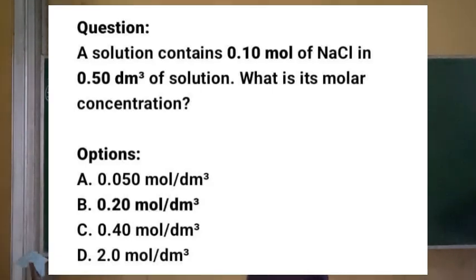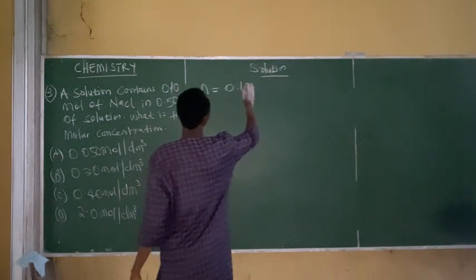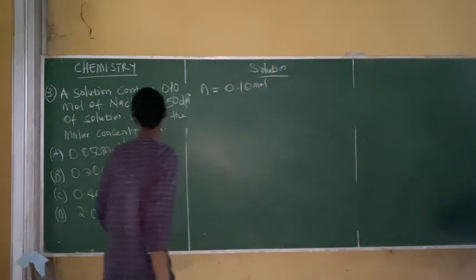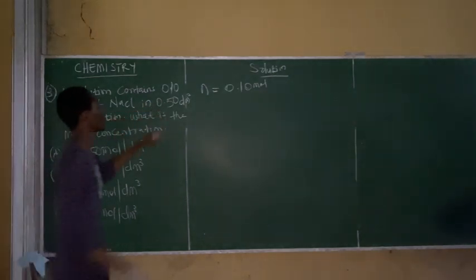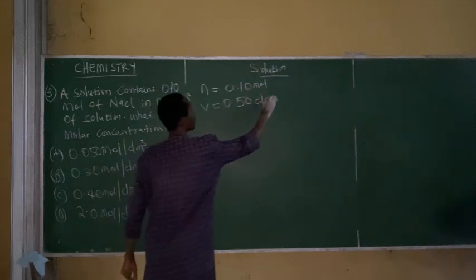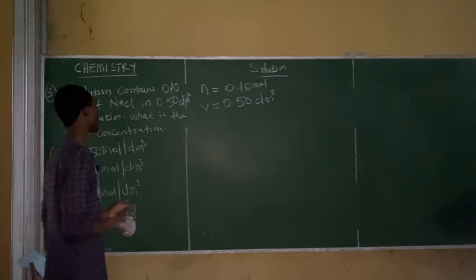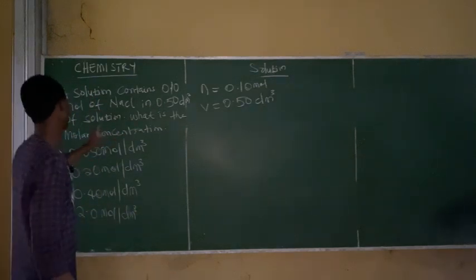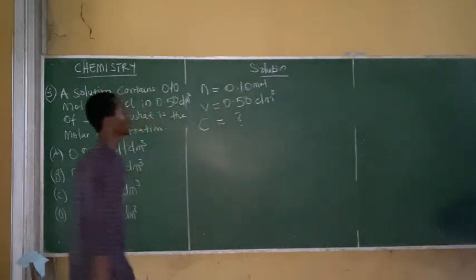Solution, let's solve this. From the question, we are given what? The number of moles, n, is given as 0.10 mole. They also give us the volume of the solution to be what? Volume is equal to 0.50 dm cube. Like I said, volume is either in cm cube or dm cube. They say, what is the molar concentration? Molar concentration, C, is unknown.